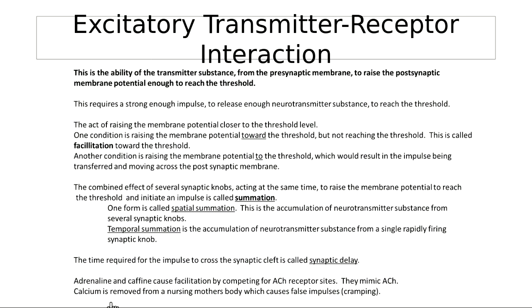Now, I gave you some excitatory transmitters. Adrenaline and caffeine cause facilitation by competing for acetylcholine receptor sites. They mimic acetylcholine.